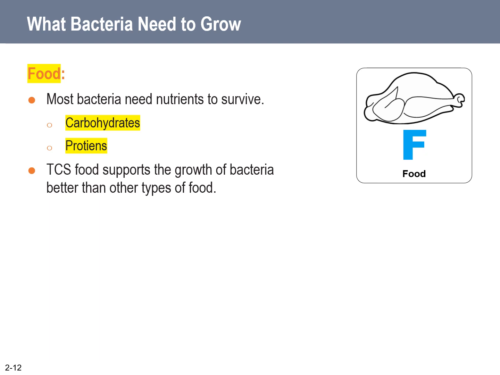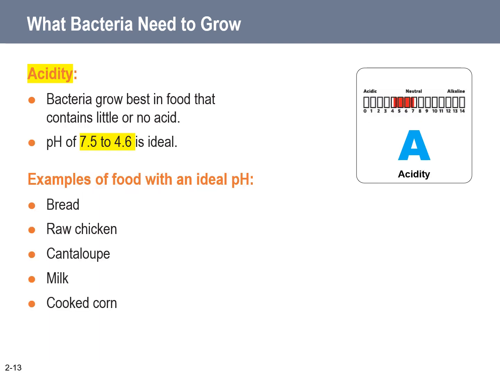So food, most bacteria needs nutrients to survive. Like most things in the world, they need to have a fuel source. This fuel source is the food from carbohydrates and proteins. And then TCS foods usually support this growth of bacteria better than any types of food. So TCS means time and temperature controlled for safety.